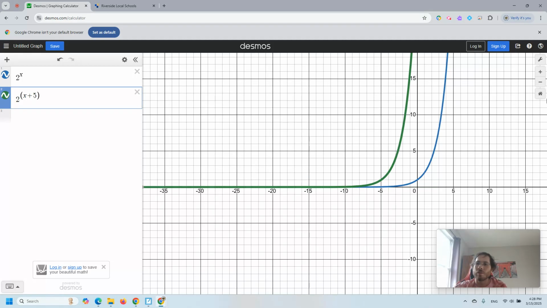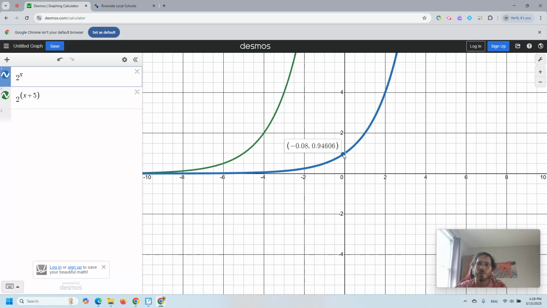All right, we'll go home. A little bit harder to see this one, but we're at 0, 1. And then if we come over here, we've got negative 5, 1 right there. So you can see I've moved to the left. I'm going to the left 5 to get to the green curve. So that's my answer.